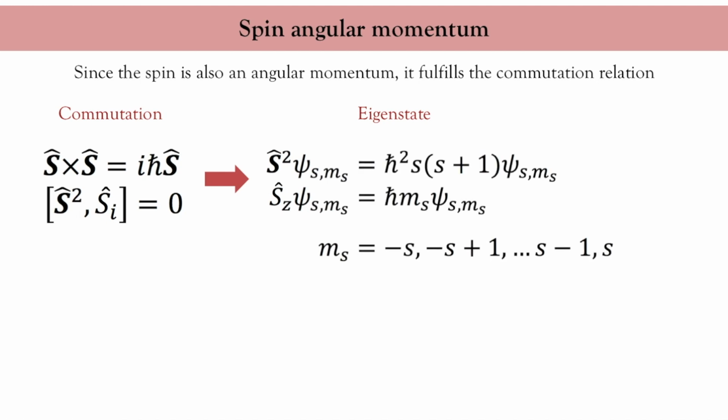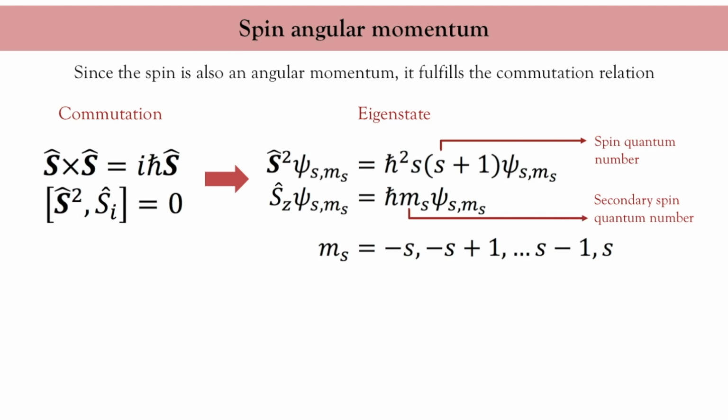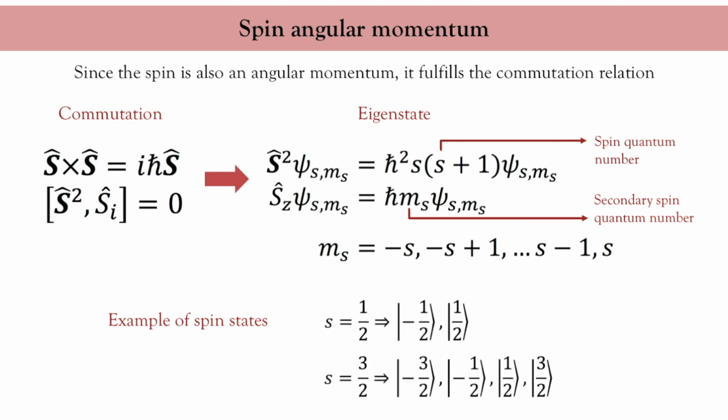This eigenstate depends on two numbers, the spin quantum number and the secondary spin quantum number, which accounts for the projection of the spin momentum on the quantization axis. If we consider an electron with spin 1/2, we end up with two states, -1/2 and +1/2. These two states will accompany us until the end of this lecture series. If now we consider a spin 3/2, then we end up with four eigenstates, -3/2, -1/2, +1/2, +3/2.